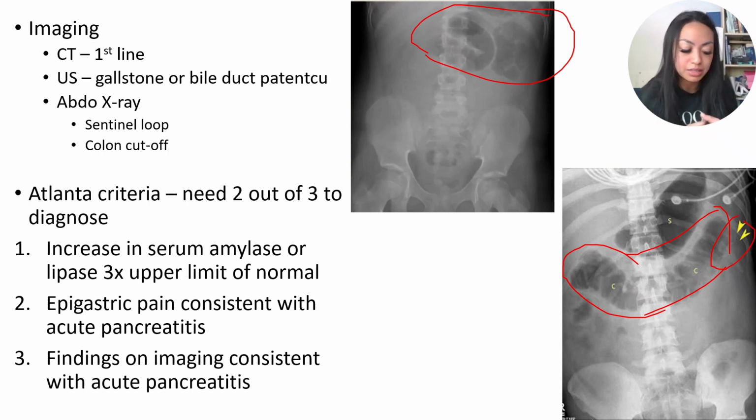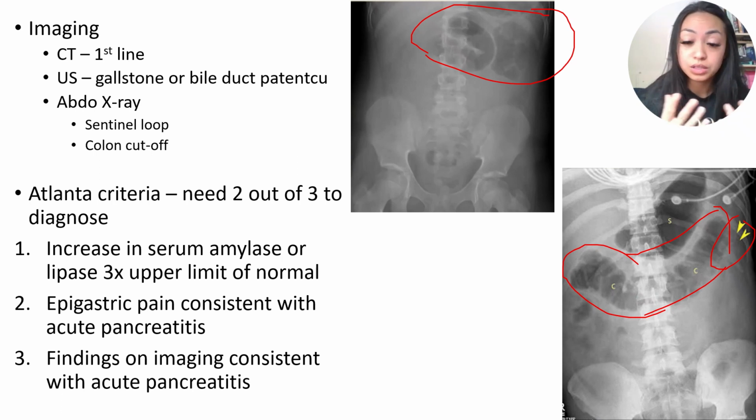So what do we mean by this? The epigastric pain must be radiating to the back, boring in nature, so sharp, stabbing, deep pain, and worse when lying down, better when in a fetal position or leaning forwards. And obviously presenting with nausea, vomiting, and fever. Number 3 is findings on imaging consistent with acute pancreatitis.